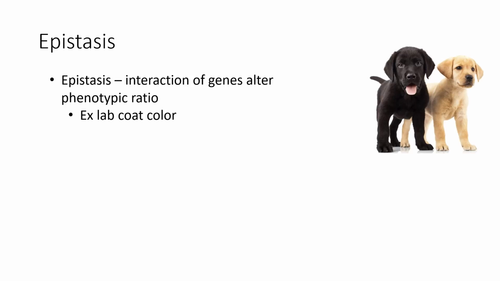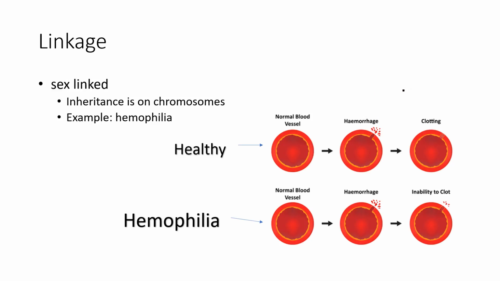Epistasis is when the phenotypic expression of a gene at one locus alters that of a gene at a second locus. An example of that would be a Labrador retriever. In this case, the gene for pigment deposition is said to be epistatic to the gene that codes for black or brown pigment. A gene located on either sex chromosome is called a sex-linked gene.